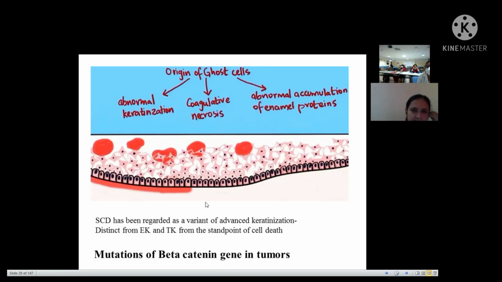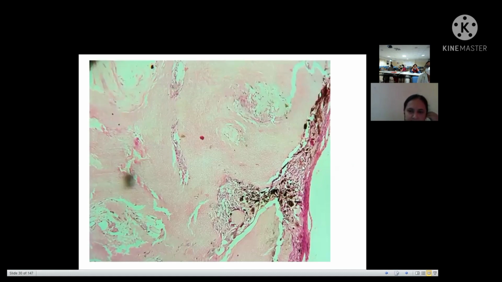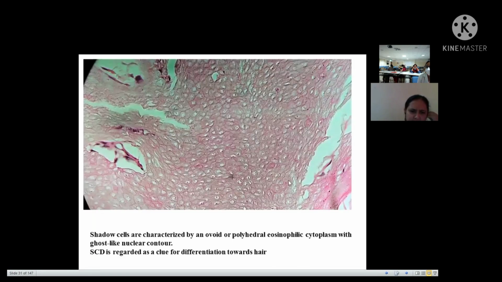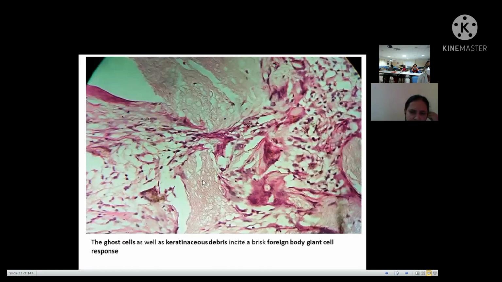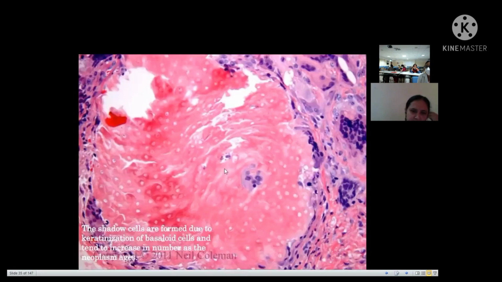We do observe some melanin pigmentation because the matrix cells are always associated with the melanocytes, which give color to the hair. Wherever there is abnormal keratin, we do expect some foreign body giant cell response. These tumors are also known to calcify. As the tumor ages, the terminally differentiated shadow cells increase in number, and we hardly find any basaloid cells.